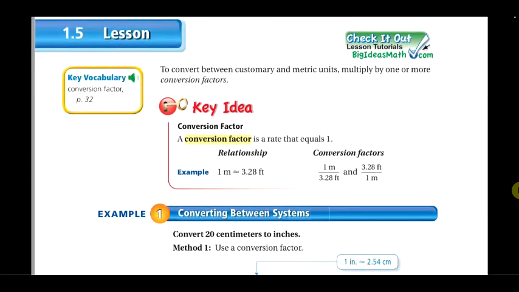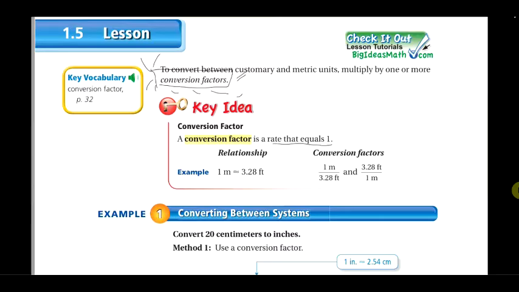What I'd like you to do, since you can't write in your book and underline conversion factors and put all sorts of sunshine around it, is to write that down, and let's define what a conversion factor is once and for all. Now, this conversion factor is a rate that equals 1. What does that even mean?